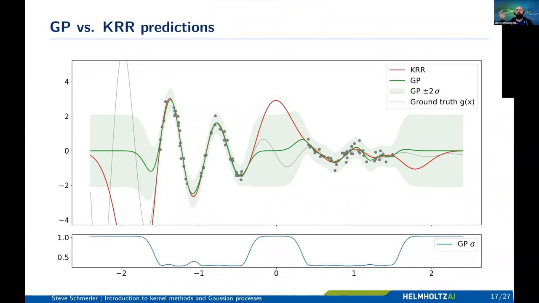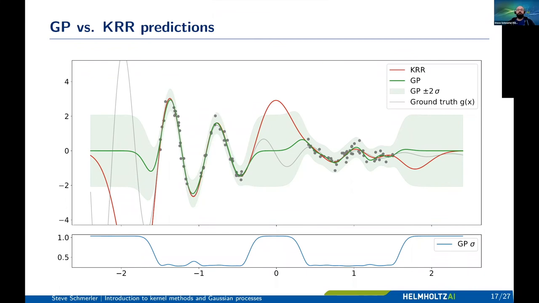And with the GP, which is this greenish area, we get some uncertainty information, which is pretty nice because the model can tell us that it is pretty uncertain to make predictions in regions where it did not see data. So this is the left and right regions where we just have no data. And in the middle, where I have created a gap in the data, the uncertainty is high. And you can get this information from a Gaussian process, and in KRR, there just isn't an equivalent.